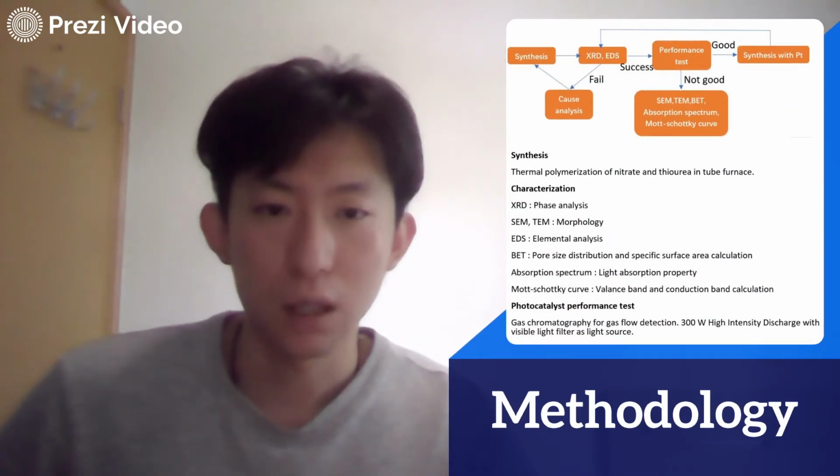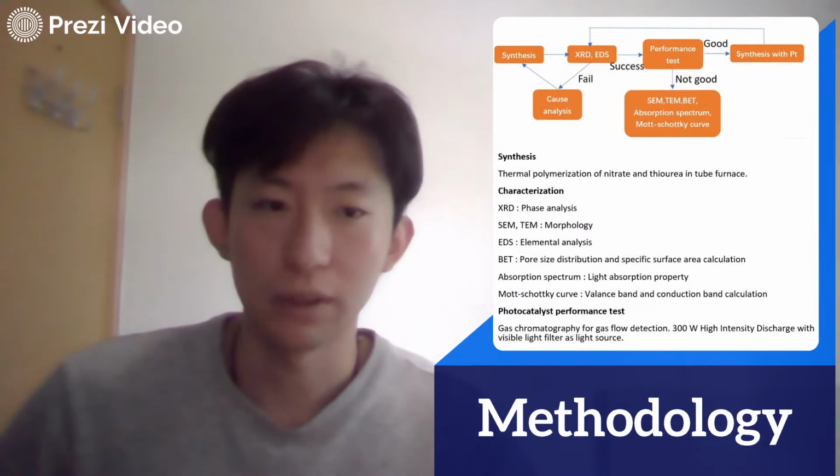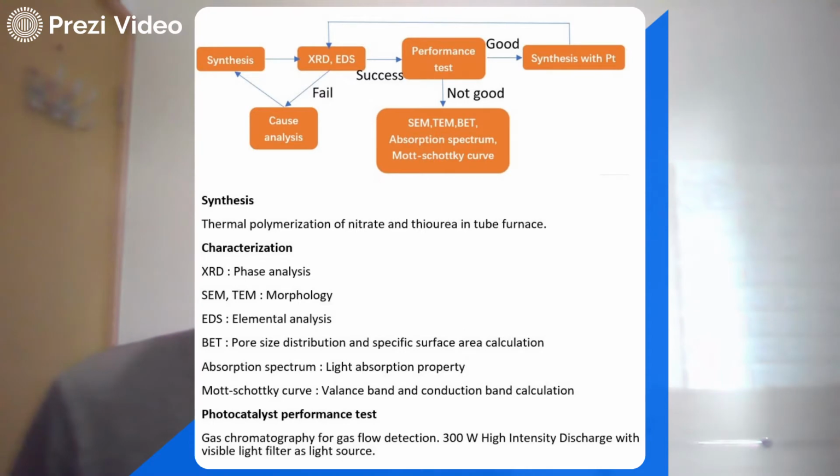Here is the methodology. This flowchart is the procedure I followed. First is the sample synthesis. I use thermal polymerization of nitride and cerium in a tube furnace. I use different nitride and different amounts of nitride to compound different samples. After that, XRD and EDS are used to determine whether I successfully compounded the targeted materials. If not, I do the synthesis again and try to find whether it is a mistake or a fact.